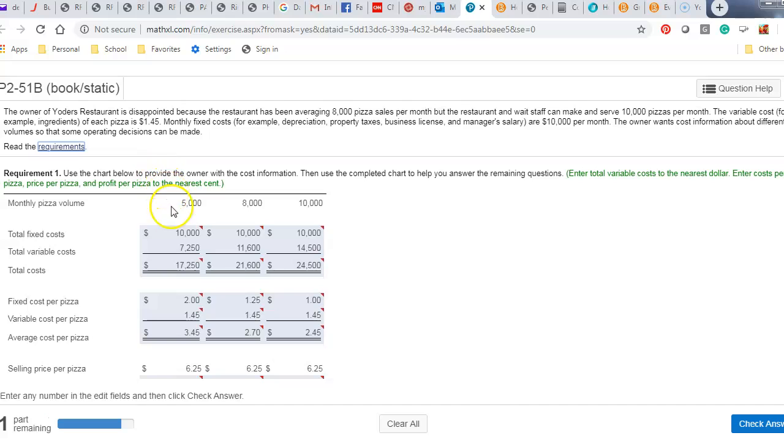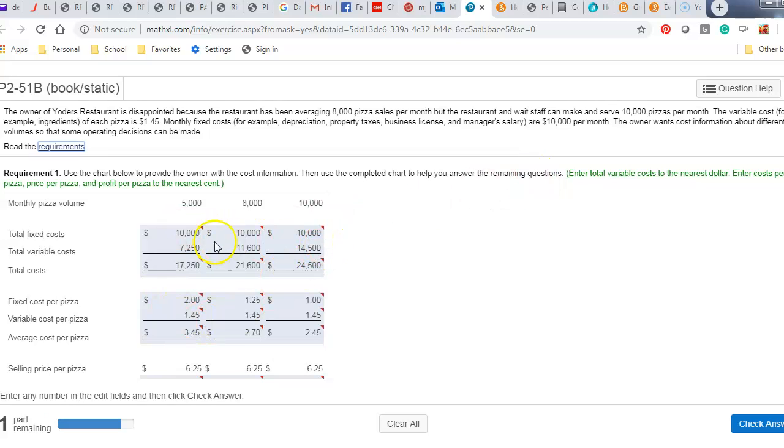The owner of Yoda's restaurant is disappointed because the restaurant has been averaging 8,000 pizza sales per month, but the restaurant and wait staff can make and serve 10,000 a month. The variable cost, for example, ingredients of each pizza is $1.45. Monthly costs, including depreciation, property taxes, business license, and manager salaries, are $10,000 a month. The owner wants information about different volumes so that some operating decisions can be made. Use the chart below to provide the owner with cost information. Then use the completed chart to help you answer some questions.